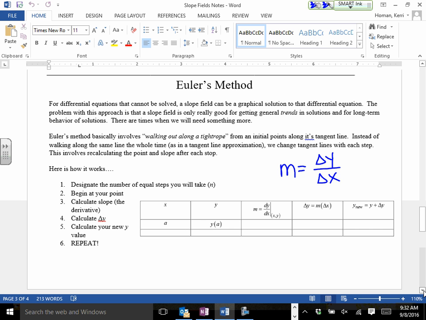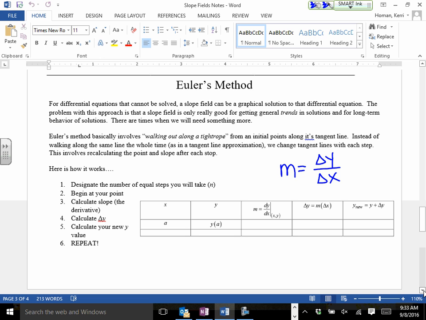So they're going to tell you, or I'm going to tell you, or you're going to decide, but really somebody's going to tell you how many steps to take. And just like we did kind of with Riemann sums, we're going to have that change in x. So if we're going from 0 to 1, and I tell you to take 4 steps, each step is 0.25. And that is like our change in x.